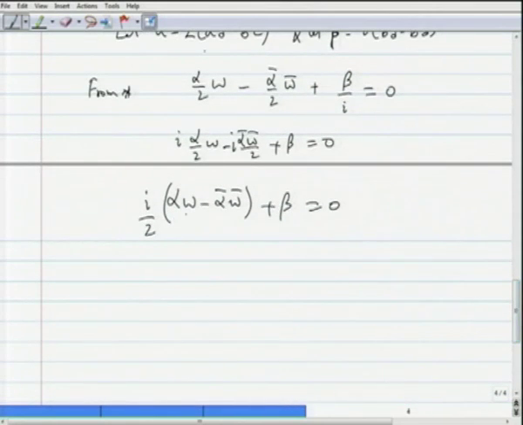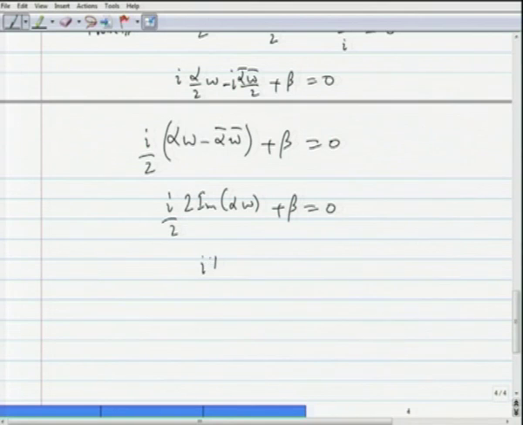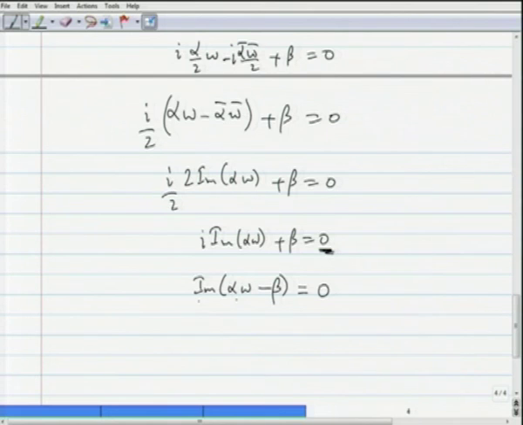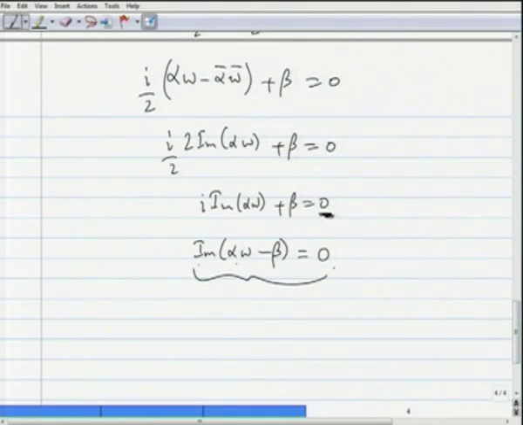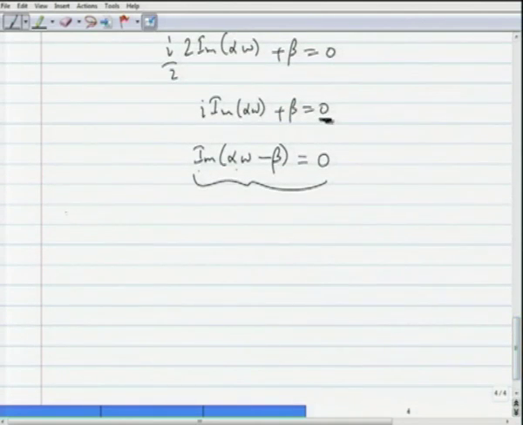And then alpha W minus alpha bar W bar is 2 times the imaginary part of alpha W, times I by 2, plus beta is equal to 0. This is I times the imaginary part of alpha W, plus beta is equal to 0. So we can sum this up by saying the imaginary part of alpha W minus beta is equal to 0, by equating the real parts. So we recognize this as the locus of these points W being a line. Recall from the section on geometry, we said that the imaginary part of W equal to 0 gives a real line.